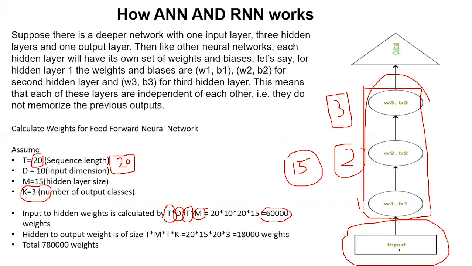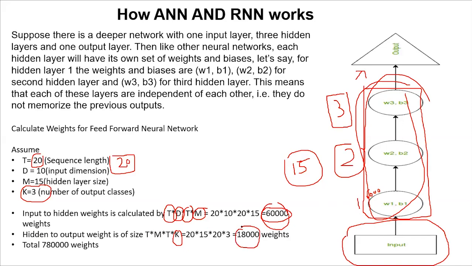So if you have one input, that machine learning or deep learning architecture will check that input against 6,000 weights for just one layer. Just one layer. There will be numerical calculation for 6,000 weights. Hidden to output: the formula is T into M, sequence length into hidden layer size into again sequence length into output class, like binary class will be 2. And then the weight would be 18,000 weights.